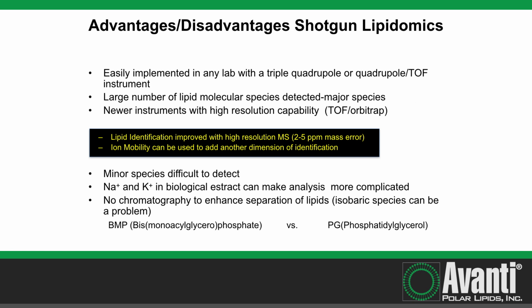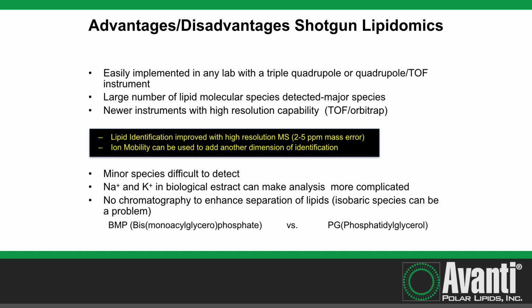Newer instruments have high resolution capabilities, such as the time of flight instrument or the Orbitrap based instruments, and these really remove a lot of the disadvantages I mentioned last time, with being able to measure the exact mass of the ions, and one can easily measure the exact mass difference between a lithiated salt and a protonated carboxylic acid. So the lipid identification is improved with these high resolution machines when you can get mass accuracies of 2 to 5 parts per million mass error. Another interesting advantage is ion mobility. This is a newer technology, and it can also be used to improve your identification of lipids with the shotgun approach. So the disadvantages of the shotgun are that the minor species can be very difficult to detect.